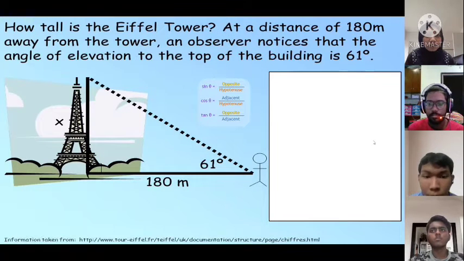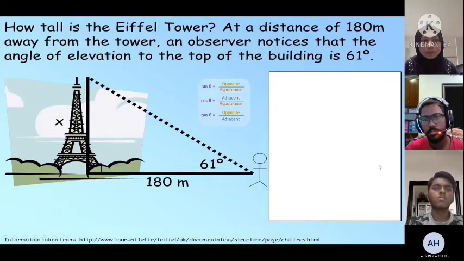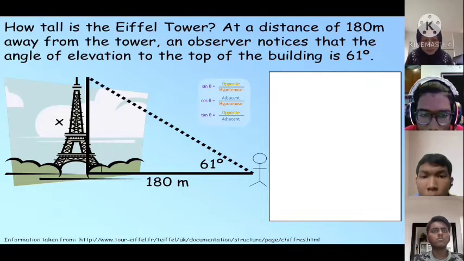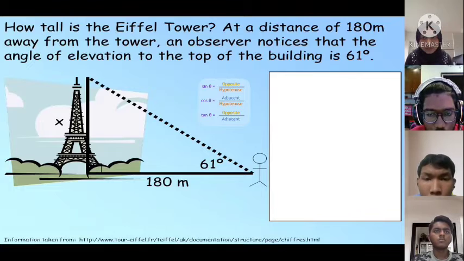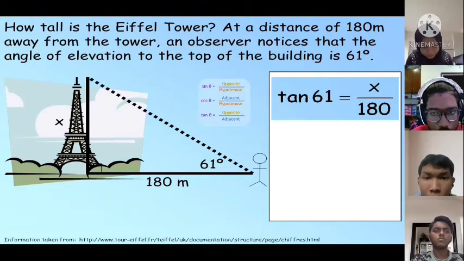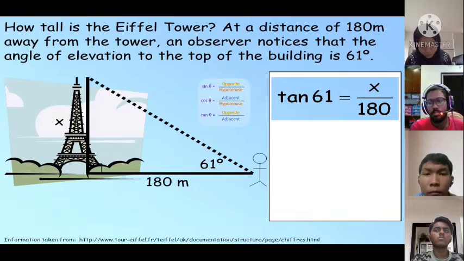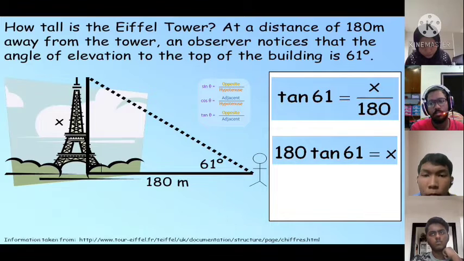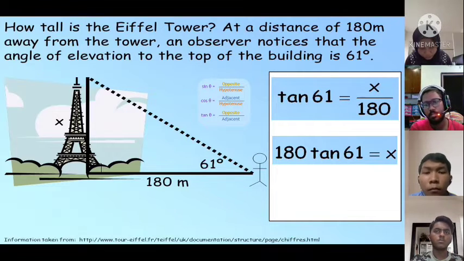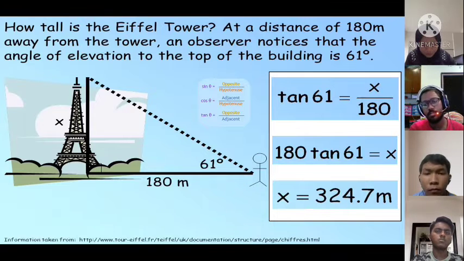How tall is the Eiffel Tower? At a distance of 118 meters away from the tower, an observer notices that the angle of elevation to the top of the building is 61 degrees. Tan 61 equals X bagi 180 darjah. So 180 darjah pindah ke kiri jadi 180 darjah tan 61 equals X. Jadi jawapan dia X 324.7 meter.